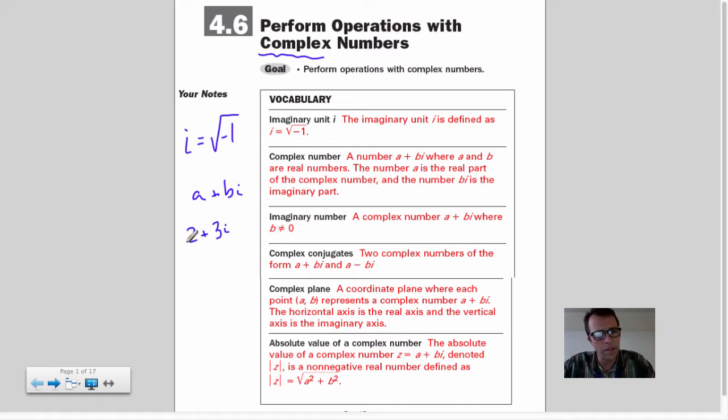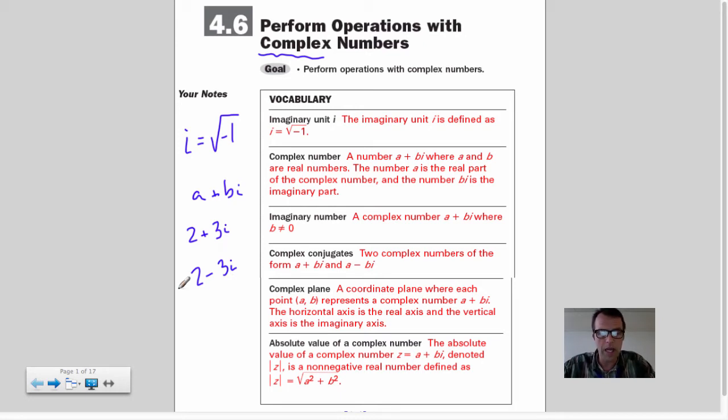If the 2 were 0 here, we'd call this strictly an imaginary number. And if the 3 were 0 here, we'd call it just a real number. Complex conjugates: 2 plus 3i, its conjugate is 2 minus 3i. We've already done conjugates, but now it's called a complex conjugate because there's an imaginary part.